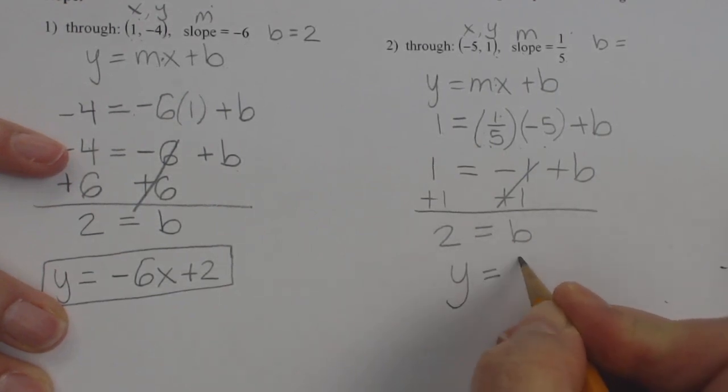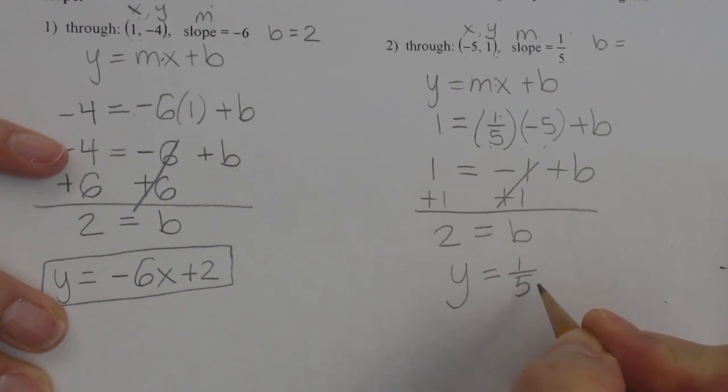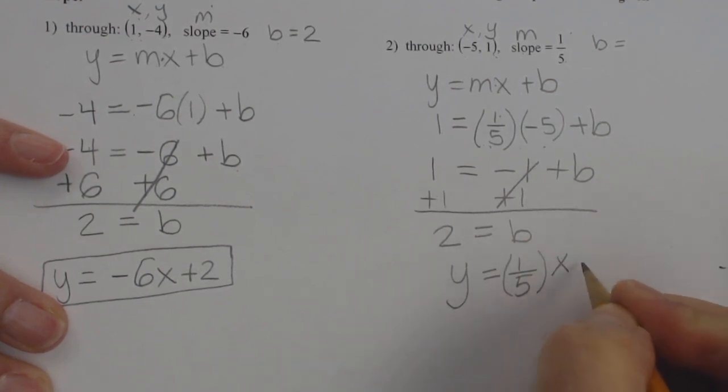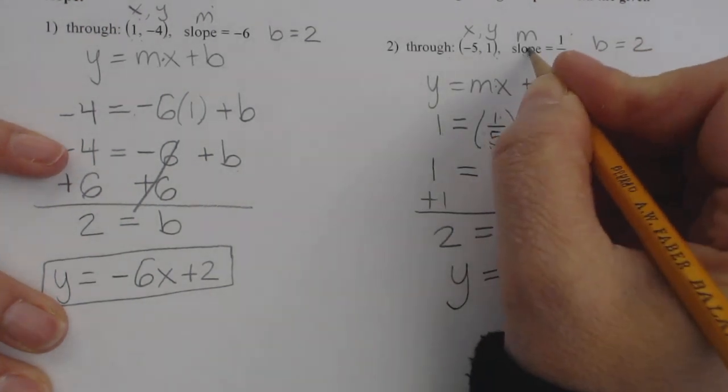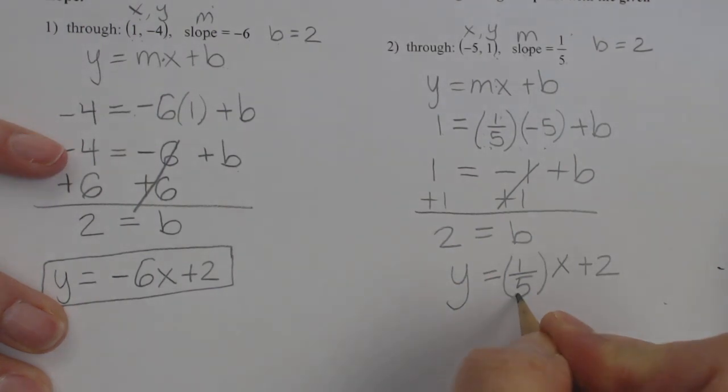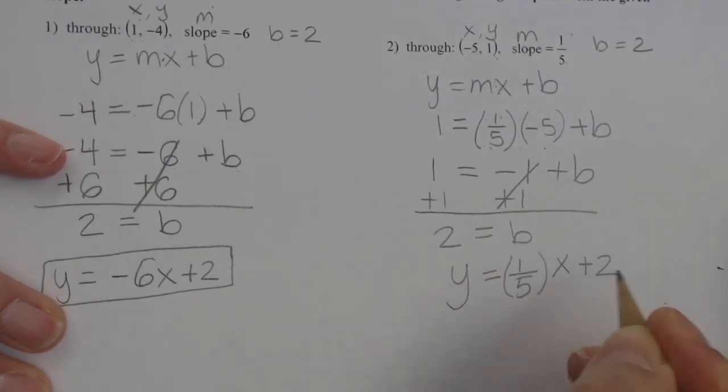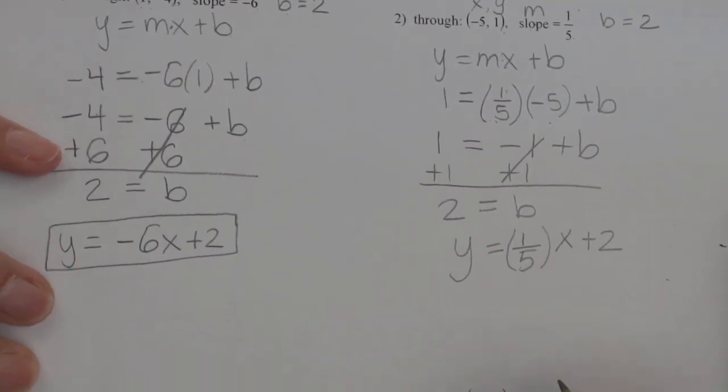So y equals inputting the slope 1/5, and you know what? I like putting parentheses around it. 1/5 times x plus 2, because b is my 2, so I have my m, I have my b, so put your m in, put your b in. You don't necessarily have to write it with parentheses.